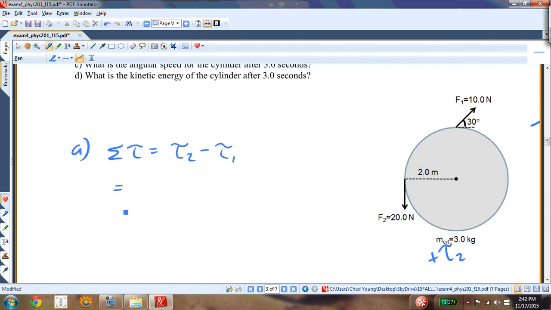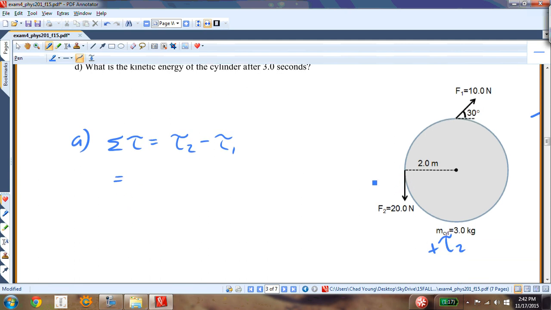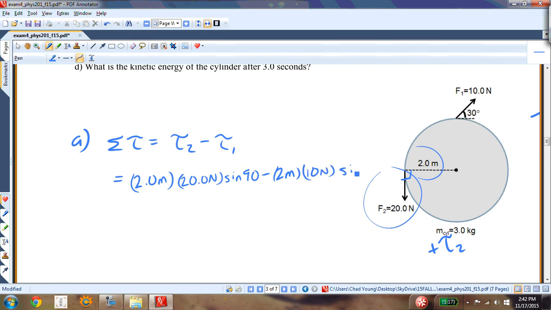Torque 2 is going to be this force times this moment arm, and notice that the angle is 90 degrees between those two, so it's 2 meters times 20 newtons times the sine of 90, which is equal to 1. Over here I have 2 meters times 10 newtons times the sine of 30. So that's 40 minus 20 times a half, that's 10, so it's 30 newton meters is my net torque, and it's counterclockwise.